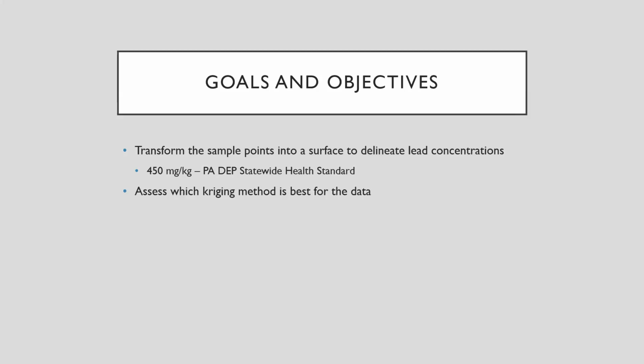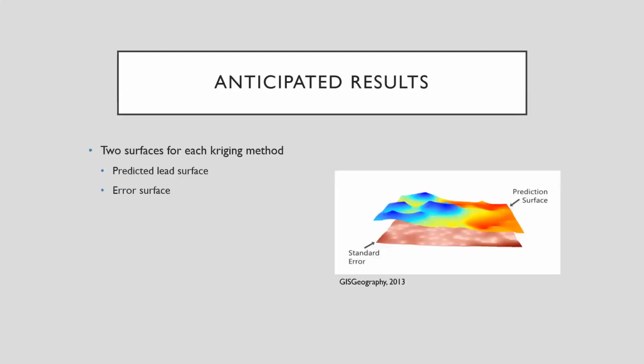Because several methods exist to spatially interpolate data, different kriging approaches will be examined to determine the approach that best reflects the underlying spatial structure and results in minimal estimation error. The anticipated results of this analysis are the predicted lead surface for each kriging method and the accompanying error surface. The image on this slide shows an example of a prediction surface and its accompanying error surface.